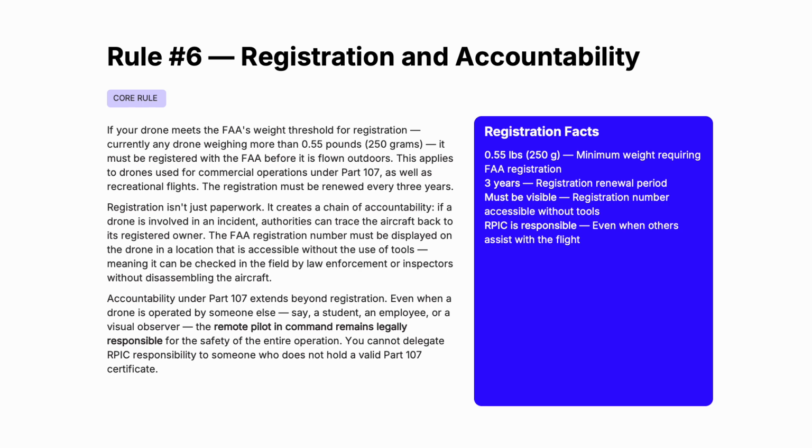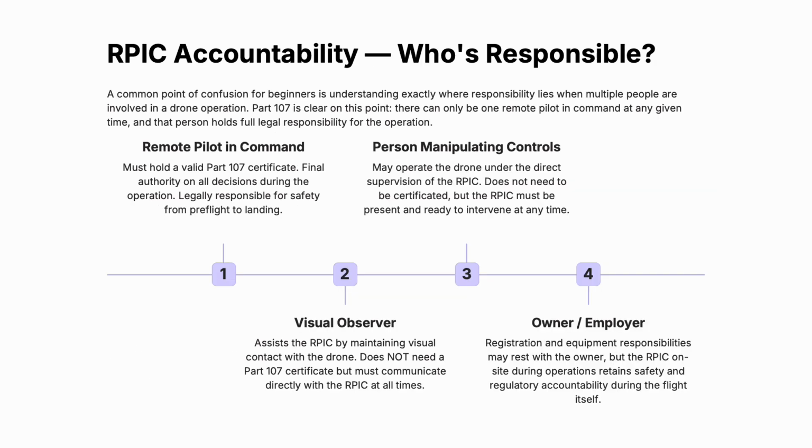And here's a point that trips people up. Accountability doesn't stop at registration. Even if someone is physically flying the drone, a student, an employee, a visual observer, the remote pilot in command is still legally responsible for the whole operation. You cannot hand off RPIC responsibility to someone who doesn't hold a valid Part 107 certificate.